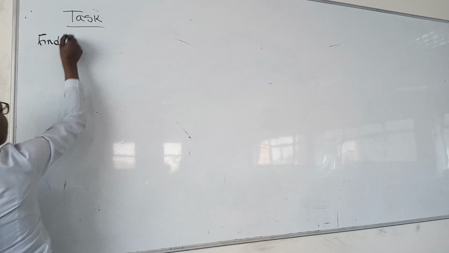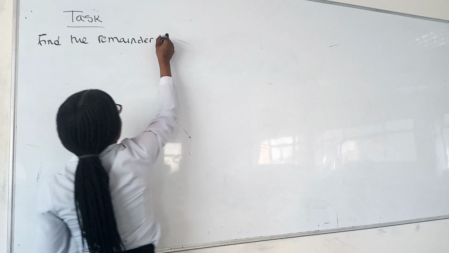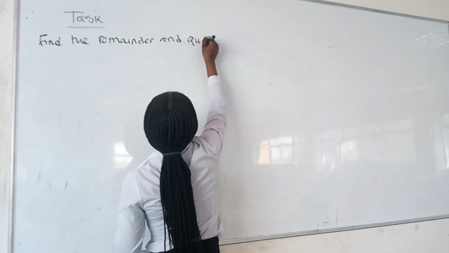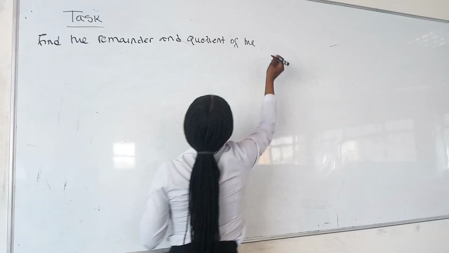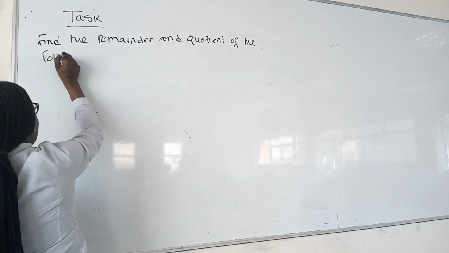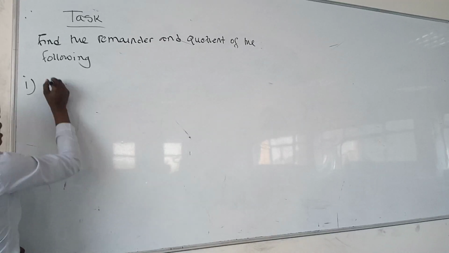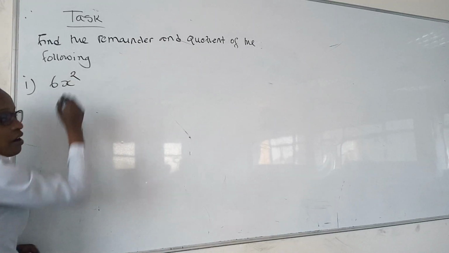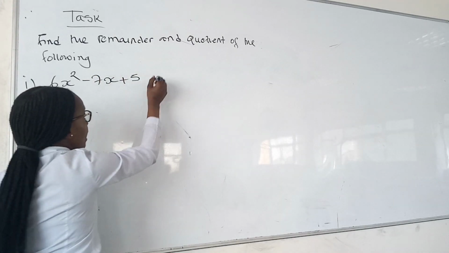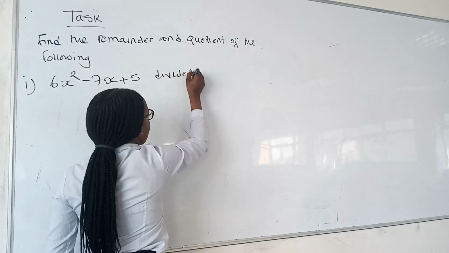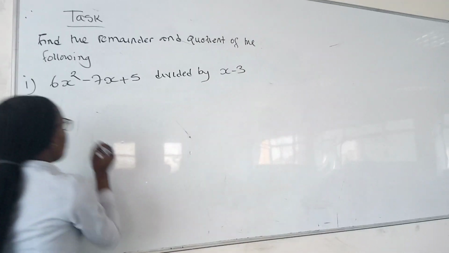So find the remainder and quotient of the following. What is the first one that we have? We have 6x to the power 2 minus 7x plus 5, divided by x minus 3.